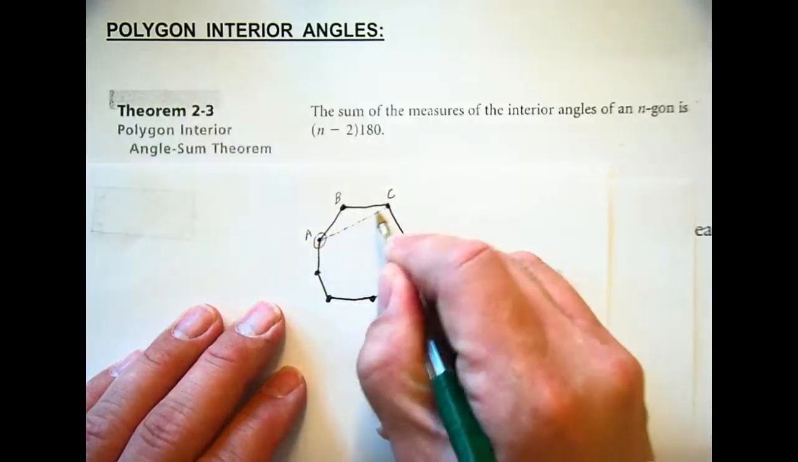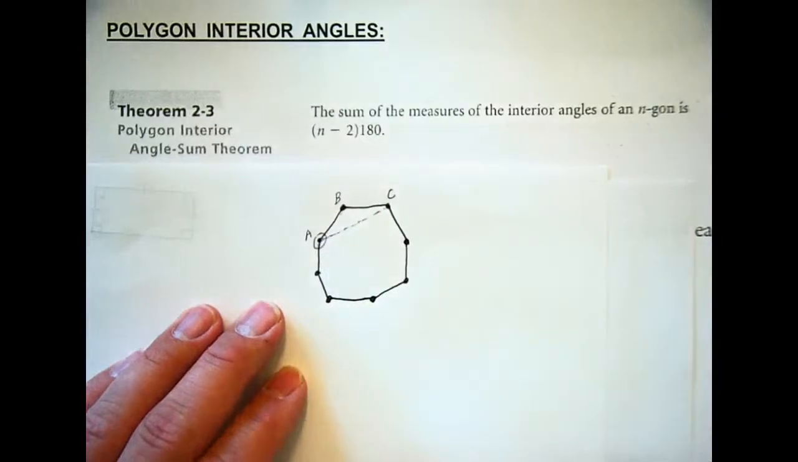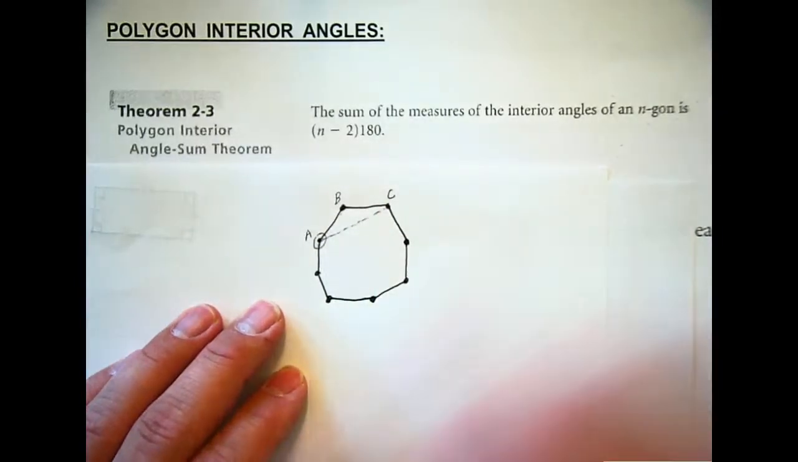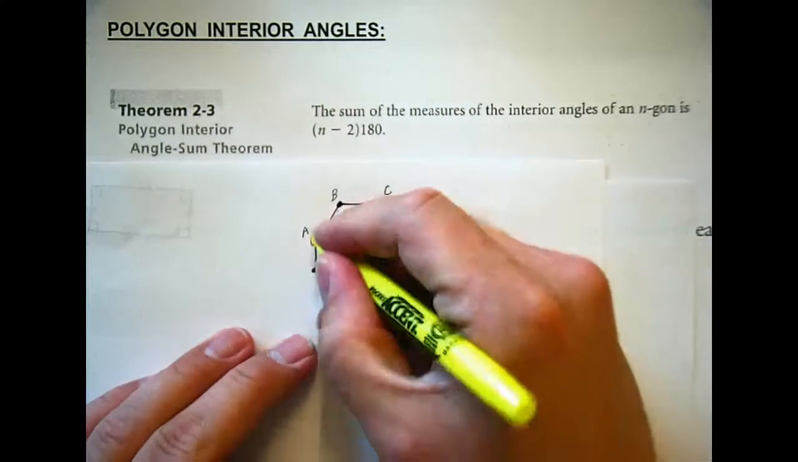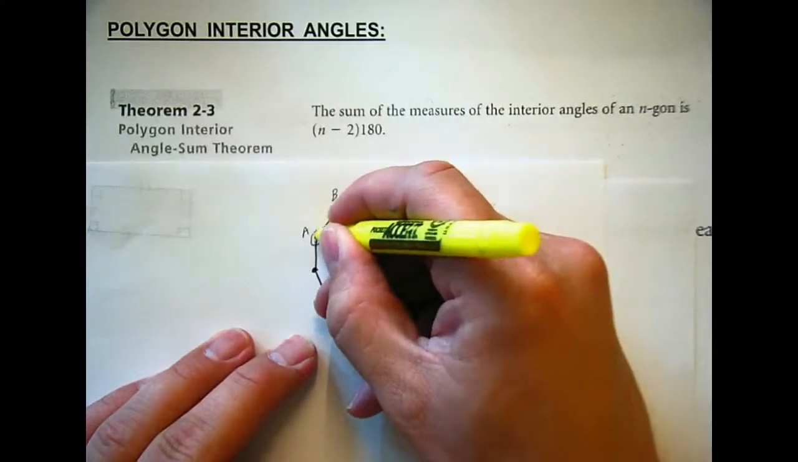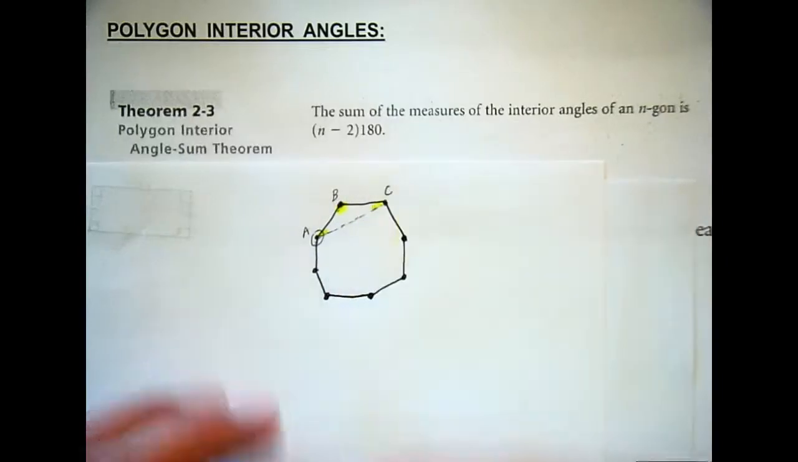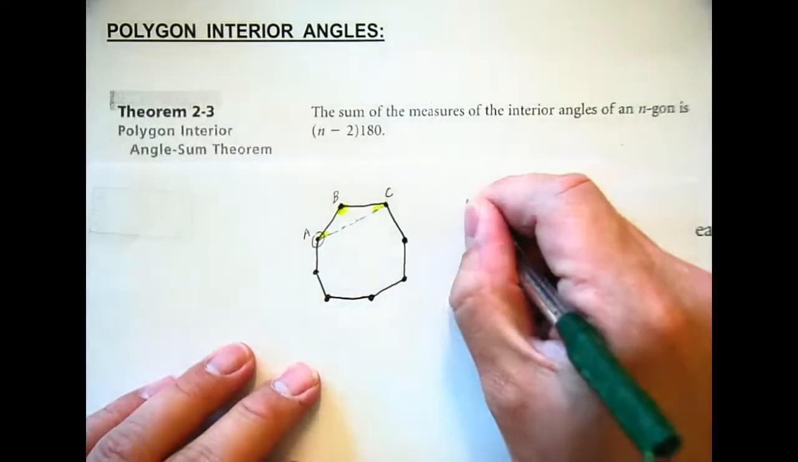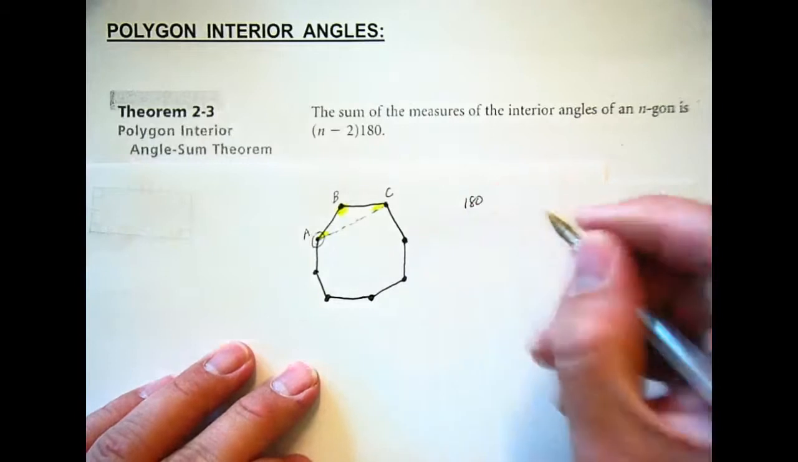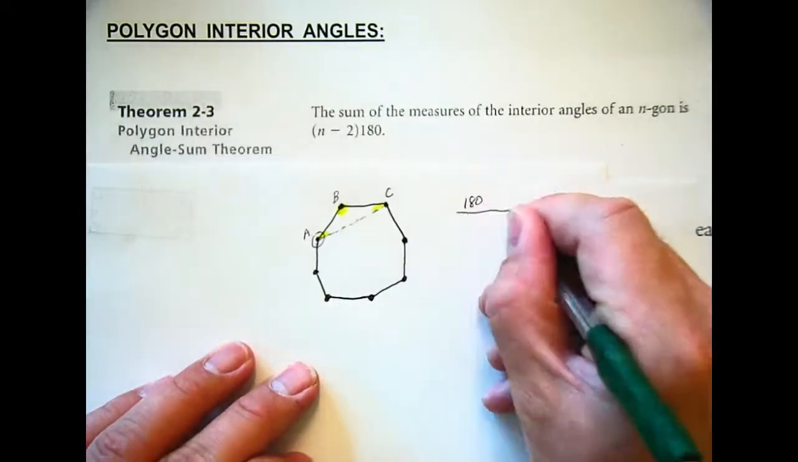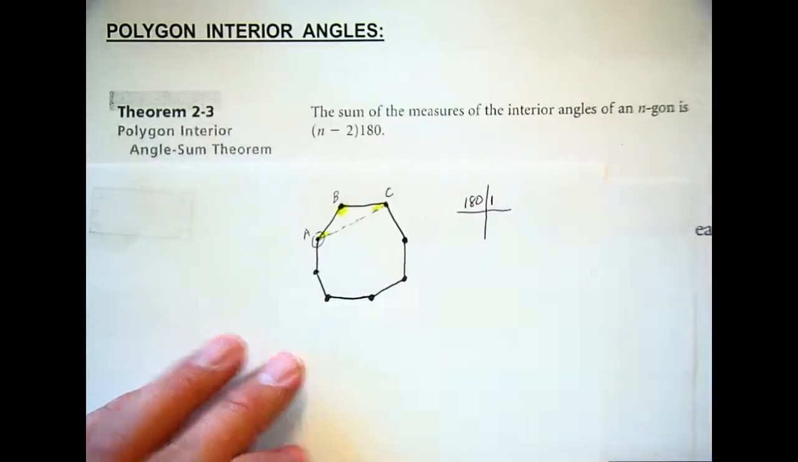Now I'm going to stop right there. What have I formed by drawing that diagonal? A triangle. In fact, I have this angle, and I'm going to be very careful in my coloring. I have that angle, and that angle, and that angle. And all those angles add up to what? 180. So I'm going to do like a 180 counter here. So how many times do I get 180? I've got one 180 so far.